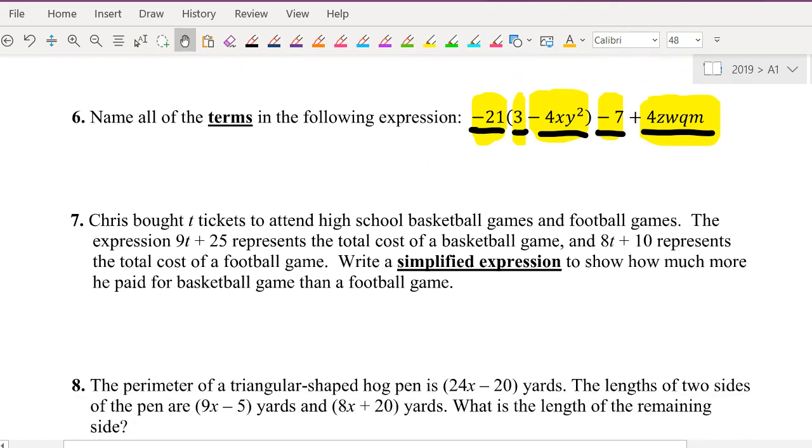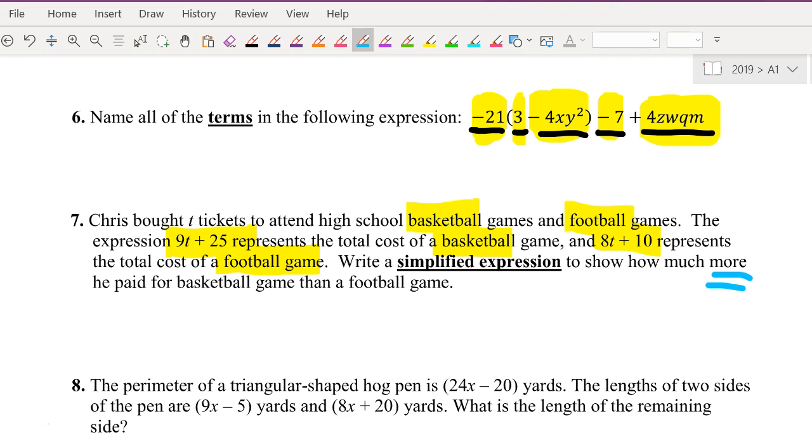Okay, Chris bought T tickets. I like this problem. Alright, he bought T tickets to attend the basketball games and football games. Okay, this thing is basketball, and this thing is for football. Now, write an expression to show how much more he paid for one than the other. So when they ask for how much more, what is that? Addition, subtraction, multiplication, or division? Subtraction, yes. It is definitely subtraction. How do you know?